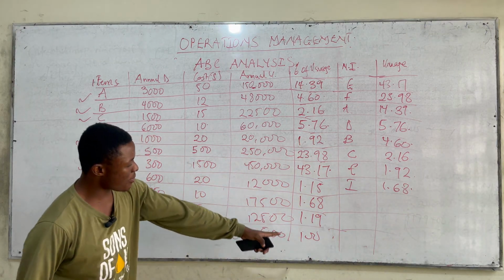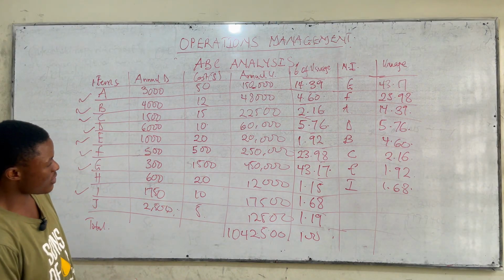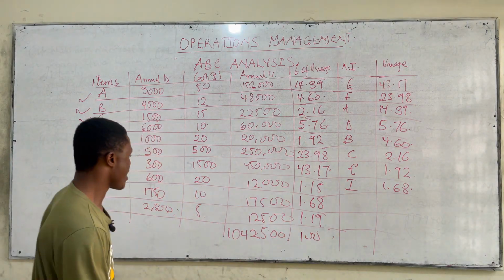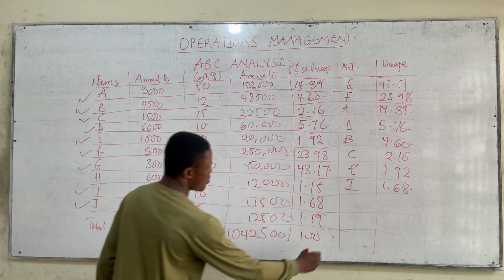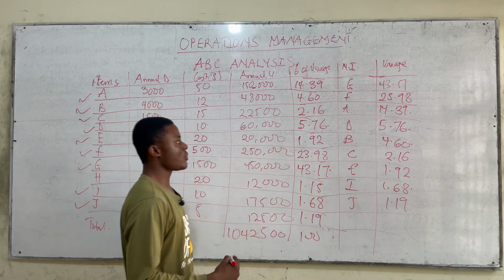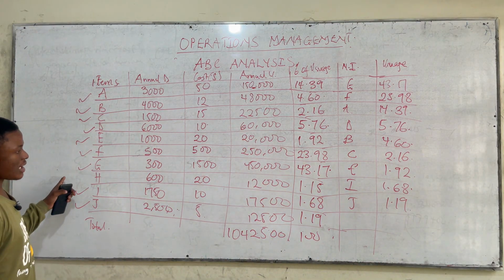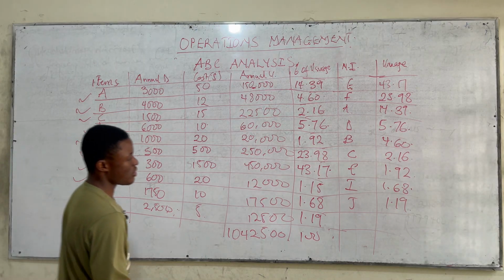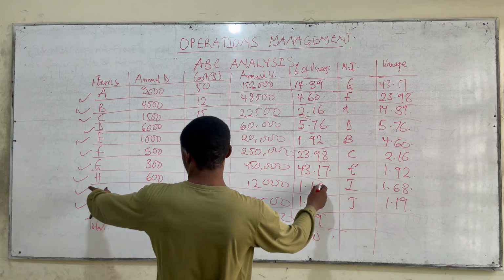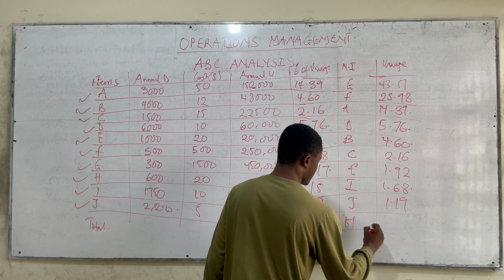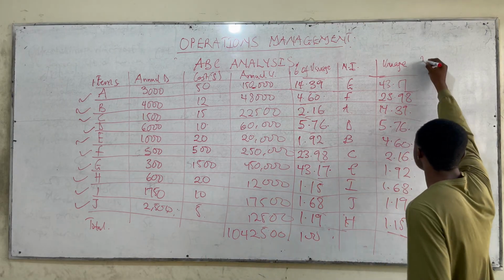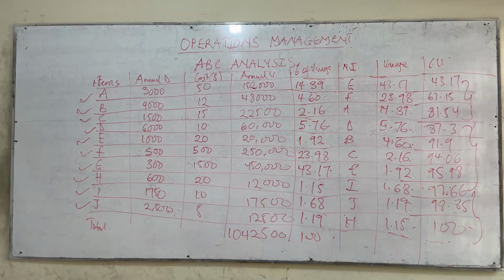So after this 1.68, where do we move next? We have 1.19, which is our next value, which is item J. So this J here becomes 1.19. And then when we are done, we move to our last value, which is 1.15 for item H. So 1.15.